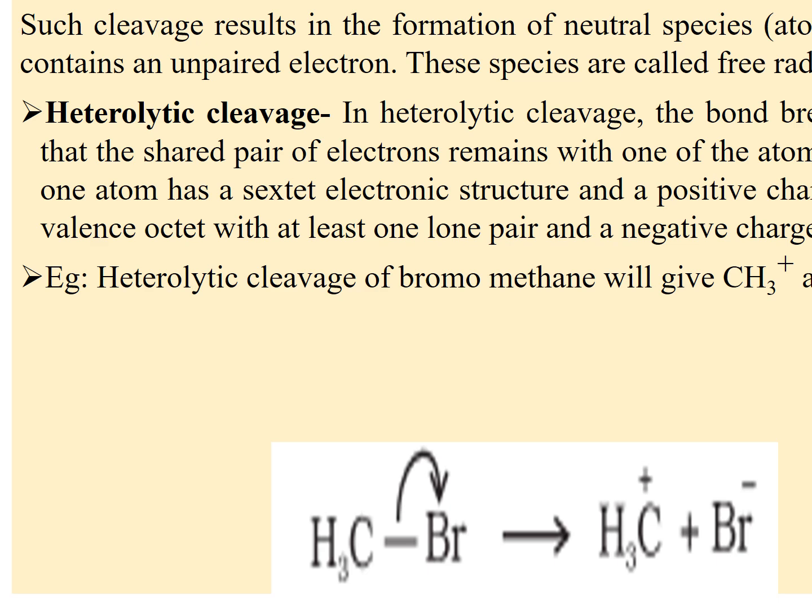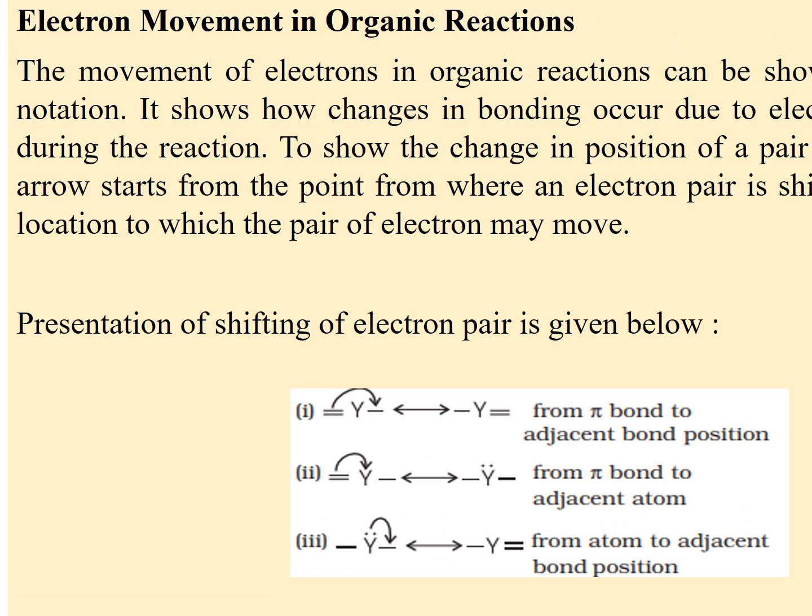Here the electronegativity of bromine is greater than carbon, so the electron pair shifts to the bromine atom, resulting in the formation of methyl ion and bromide ion. Electron movement in organic reactions: the movement of electrons can be shown by curved arrow notations. It shows how changes in bonding occur during the redistribution of electrons in the reaction, that is, how a bond breaks and how electrons redistribute themselves.